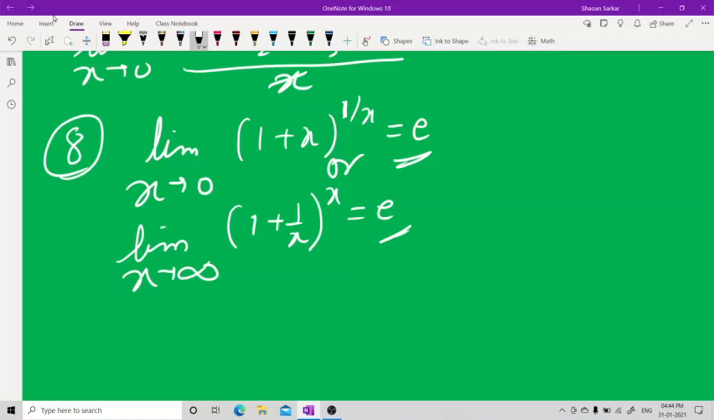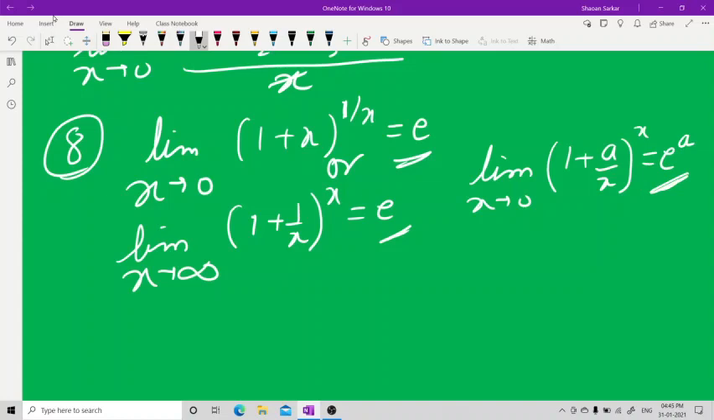Now the thing is this, at times they may give you this: limit x tending to 0, (1 plus ax) to the power of 1 upon x. So this will become e to the power of a. Keep this thing in your mind, right?